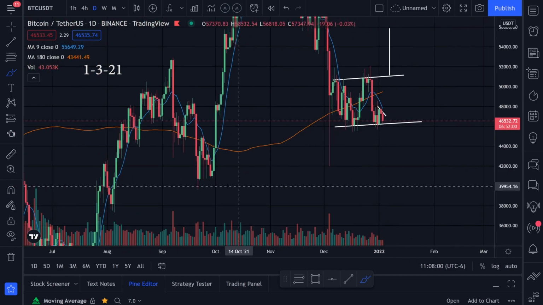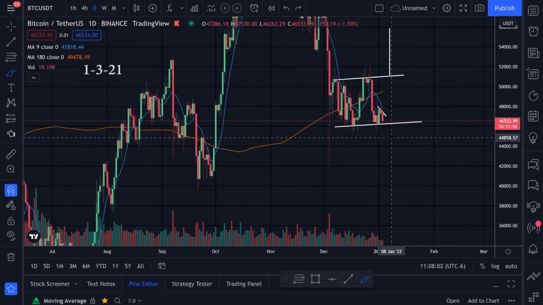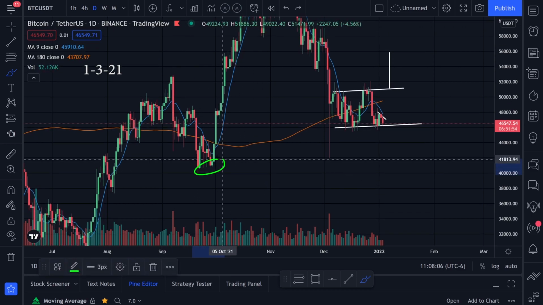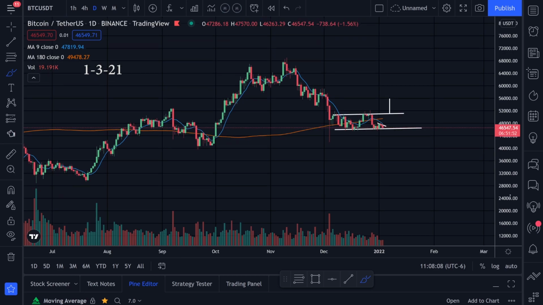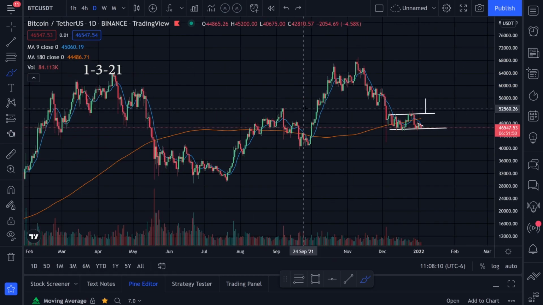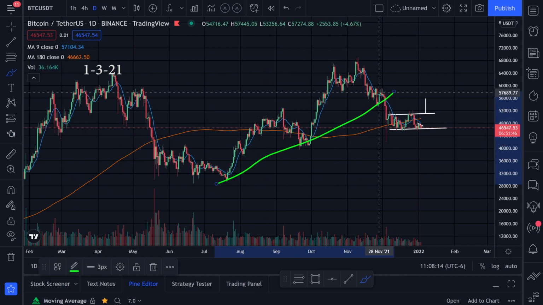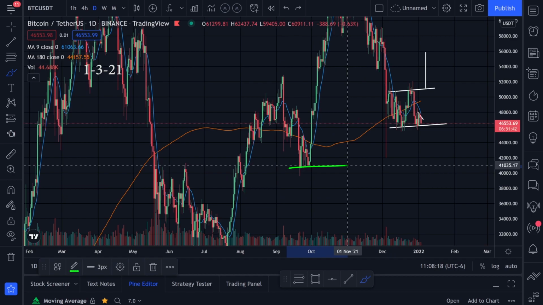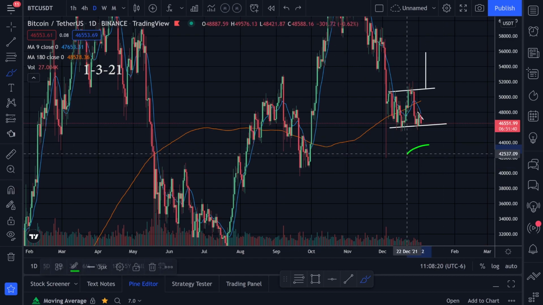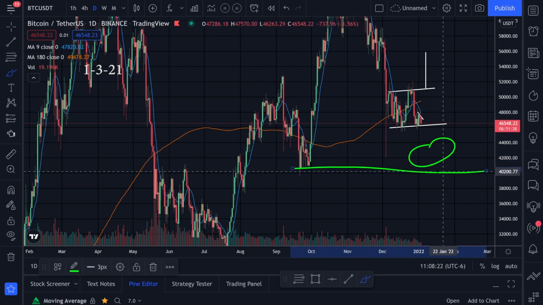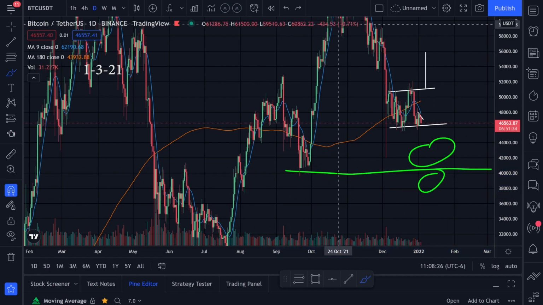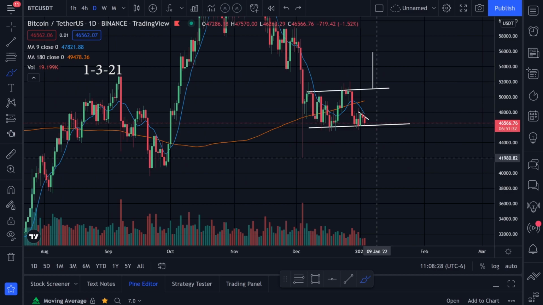The thing that I'm kind of looking at, if we do start breaking down, which is possible, is the 41,000 level. And I've been looking at this level for a really long time, ever since we broke this trend line right here, I started looking at this support down here. And this one's sitting at 41,000. I'm really hoping that we can stay above this 41,000, because if we break below that, then we'll be getting a lower low, and I don't want to see that. So yeah, that's basically what I'm looking at.